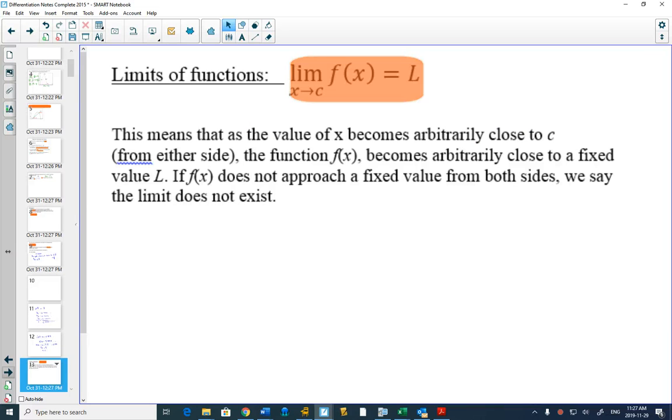Limits of functions. So we say the limit as x approaches a number c of f of x is equal to some value. It means that if you get arbitrarily close to c, whatever that number is, from either side, you could figure out what the limit is. And again, you've done this a little bit already, and we'll see some examples as we go along.